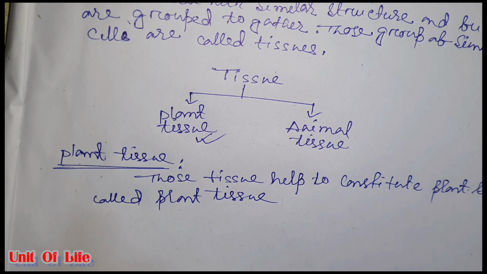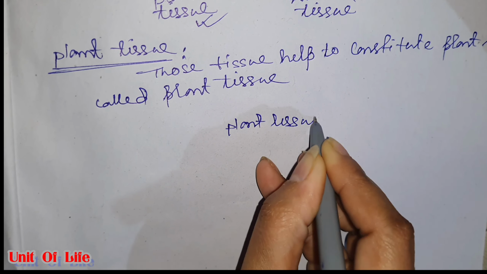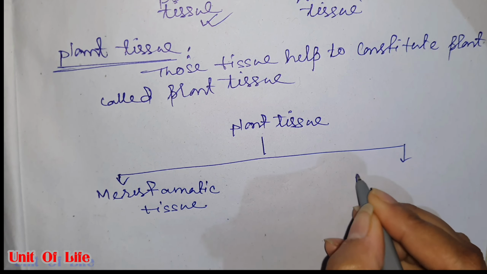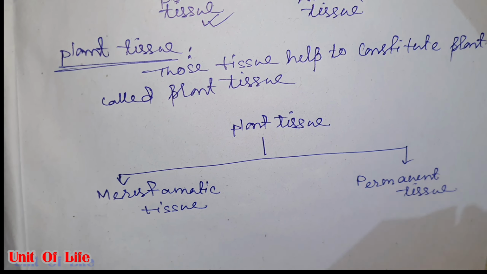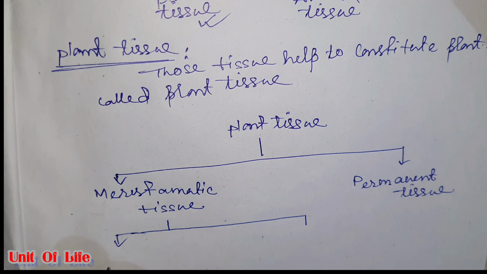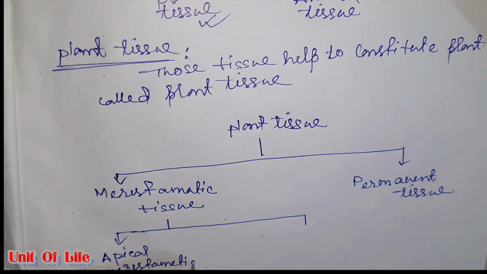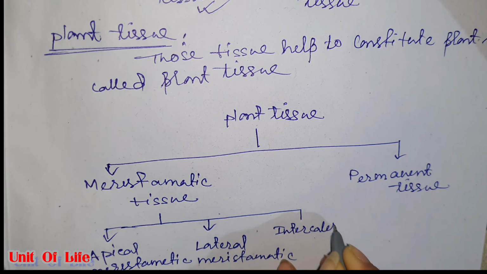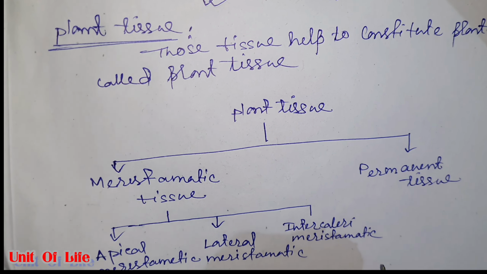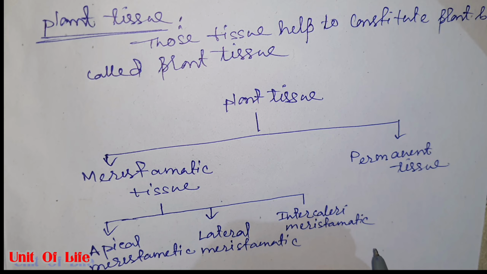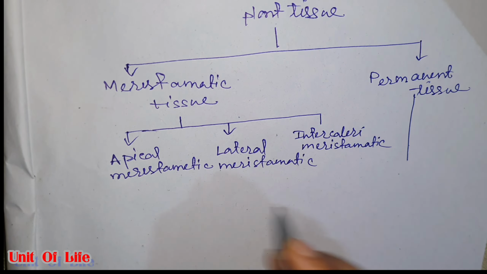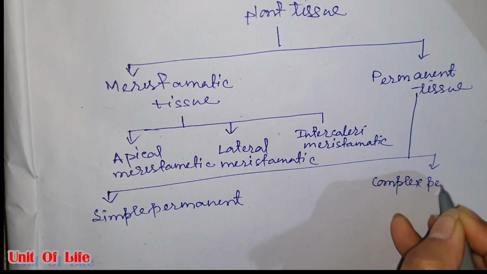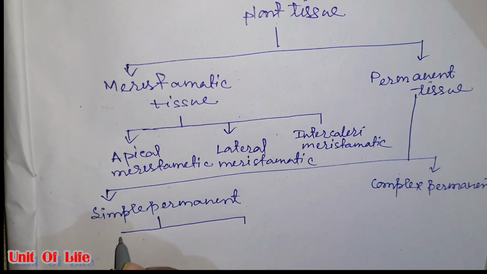So plant tissue is first divided into two: one is meristematic tissue and another is permanent tissue. Then further, meristematic tissue is divided into three: apical meristematic tissue, lateral meristematic tissue and intercalary meristematic tissue. And permanent tissue is first divided into two: simple permanent tissue and complex permanent tissue.